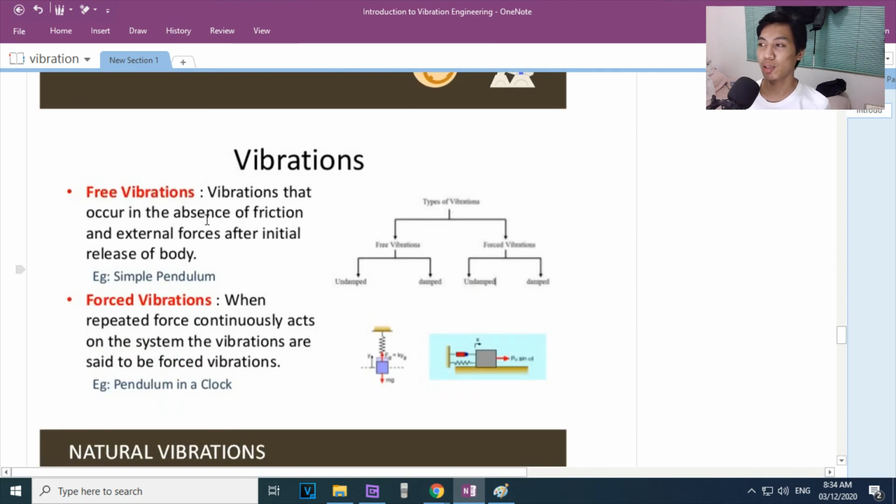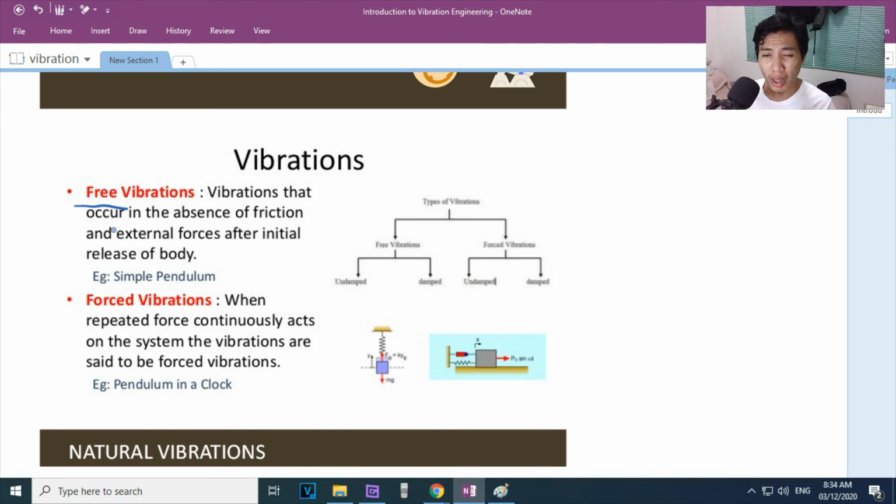Now, for vibrations, we have two types. Free and forced. Free, from the word itself, is left alone. Free, meaning vibrations that occur in the absence of friction. There is no external effect happening. So, you just have a moving part with no friction, no resistance, it just moves.